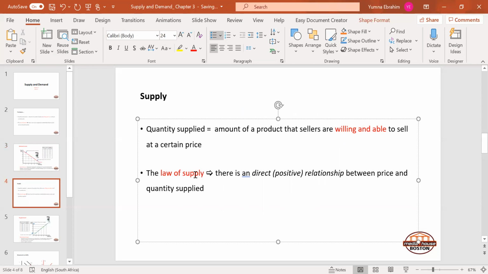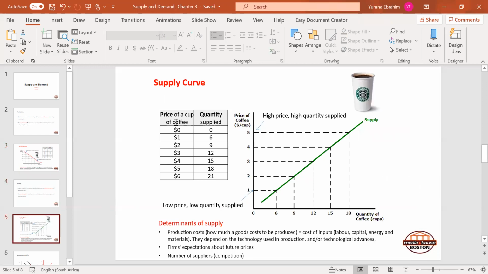Now we're also going to look at the law of supply, and we're going to plot it. In this case, we've done Starbucks again, and we now look at it from the perspective of the firm, as in the producer Starbucks, and not from the perspective of the consumer. As a supplier or firm, you go into business to make money. Therefore, as the price you can charge for your product increases, you will be willing to supply more.